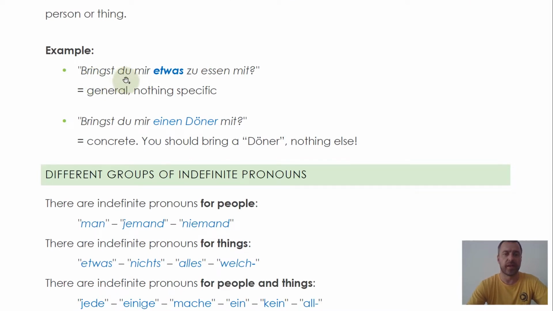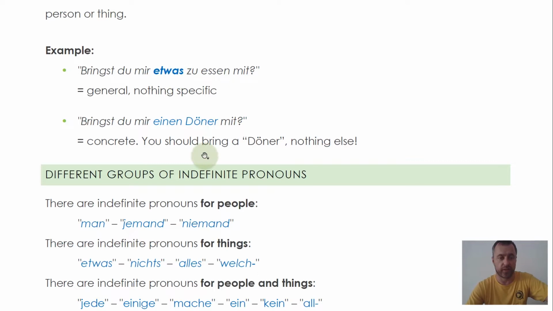So, bringst du mir etwas zu essen mit? Etwas is an indefinite pronoun. General, nothing specific. So just something. I want something. That I want you to bring me whatever food. But if I ask you, bringst du mir einen Döner mit? I am talking about something specific. You should bring a döner and nothing else. So here I definitely want a döner, and here I just want whatever, something. Can you bring me something to eat?